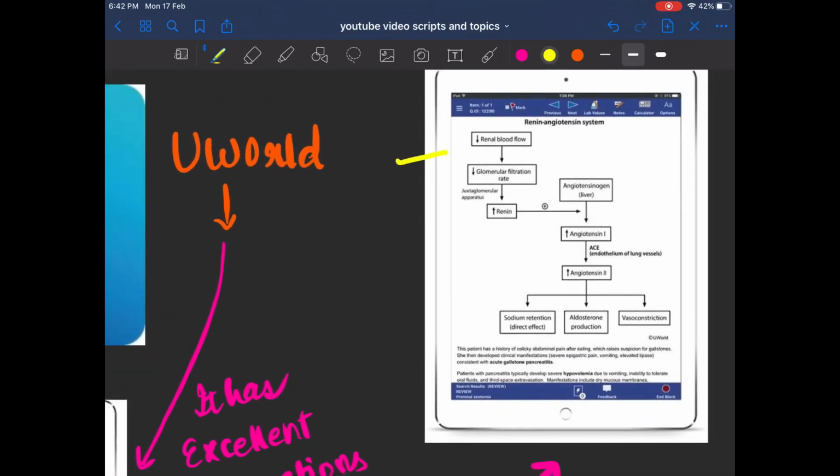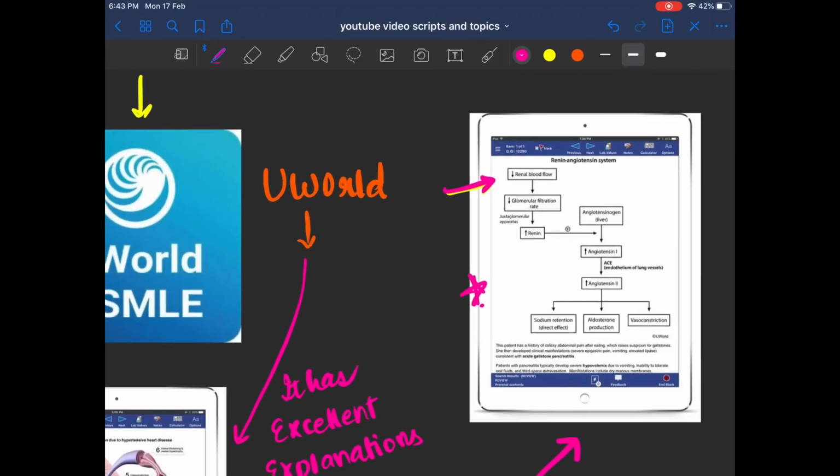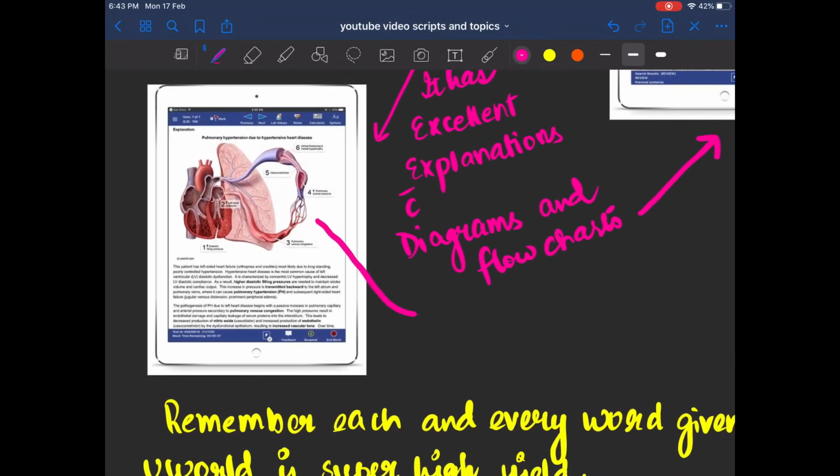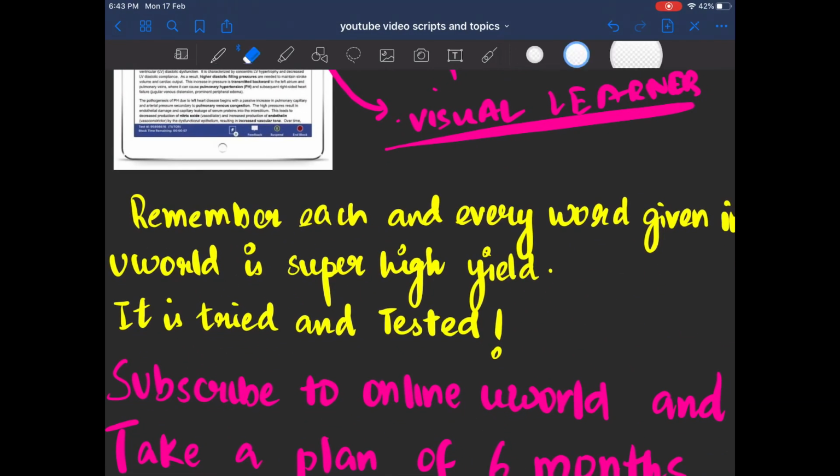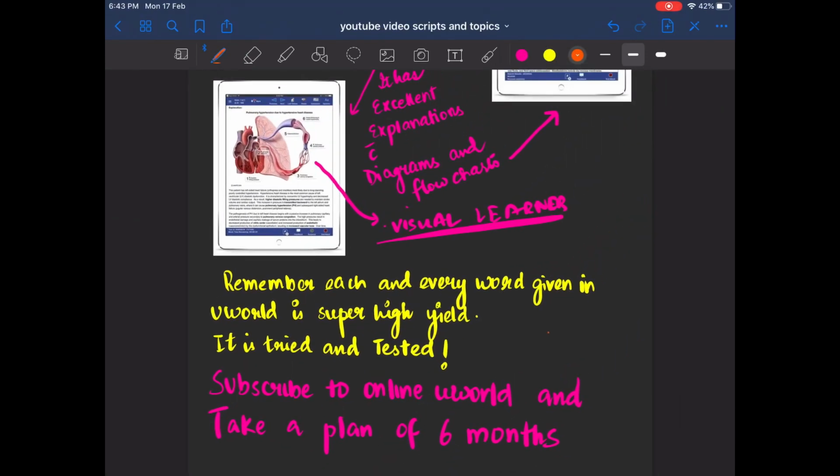Now UWorld has prepared very solid flow charts in which they explain each and every topic in a very easy to remember way. They have very interesting diagrams also that you can watch, and the visual learning part from UWorld is very nice. You can be a visual learner from UWorld too. And remember that each and every word given in UWorld is super high yield. One thing I want to tell you is that don't use UWorld as a testing tool. You have to use UWorld as a learning tool, not as a testing tool.